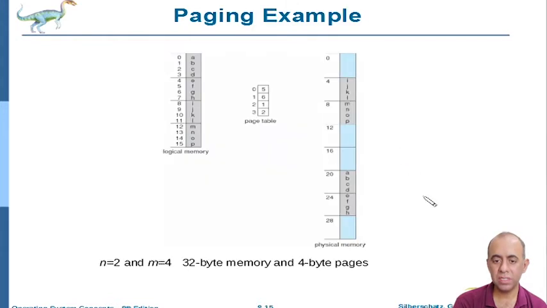So this is a paging example in which you can see that you have the logical memory of a program. It has 16 different memory locations and only 4 pages. So there is page number 1, page number 2, page number 3, page number 4.